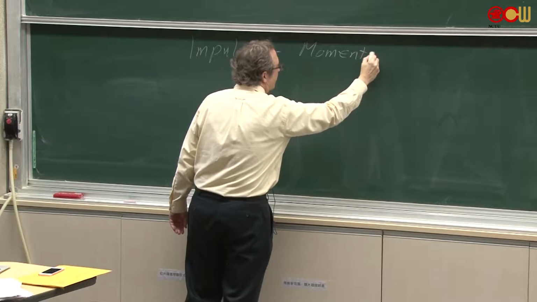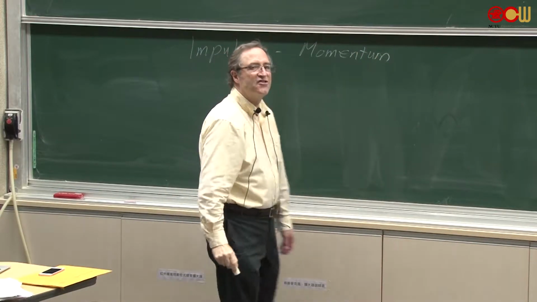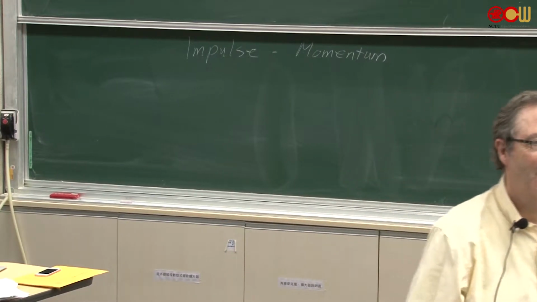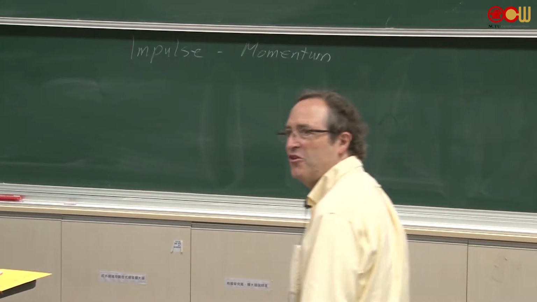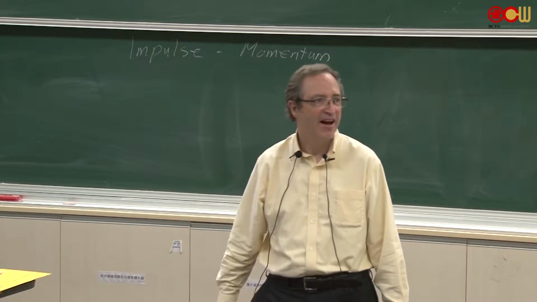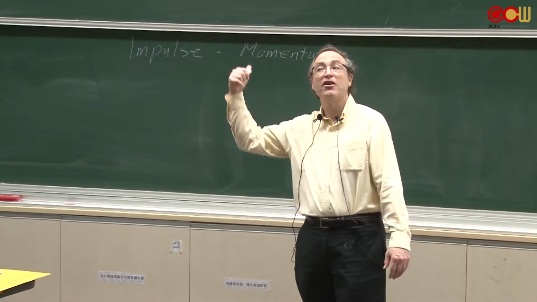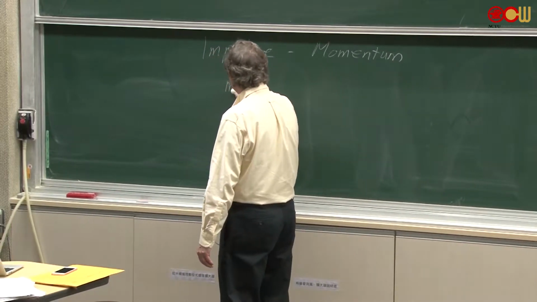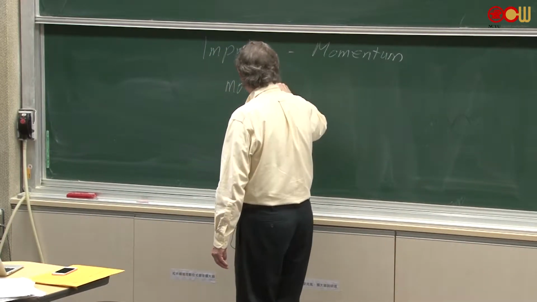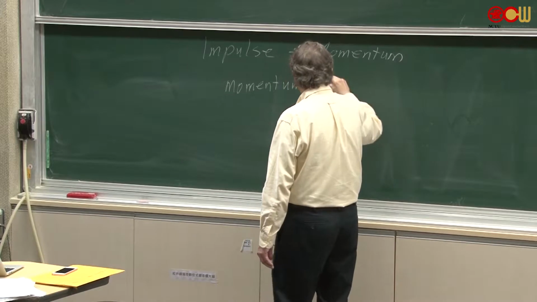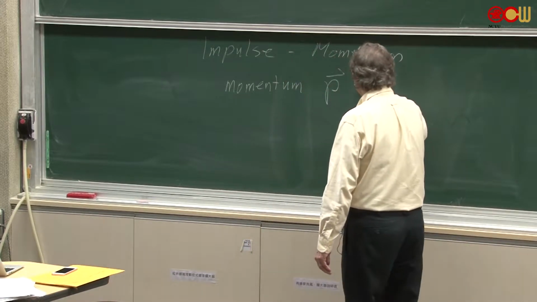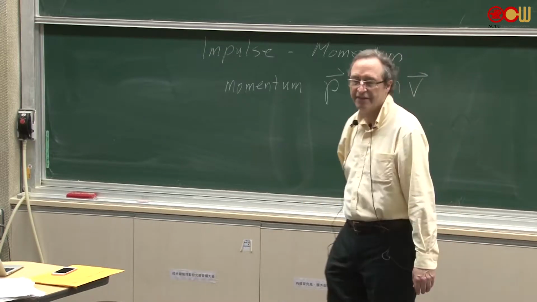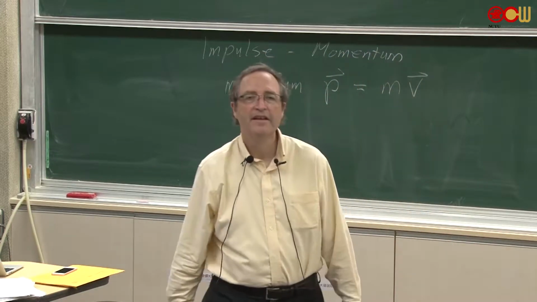All right. So I'm going to define momentum. Okay? So you all know how momentum is defined. So you should know what I'm going to write on the blackboard. So the momentum, P, is equal to the mass times the velocity, V. Okay? All right.